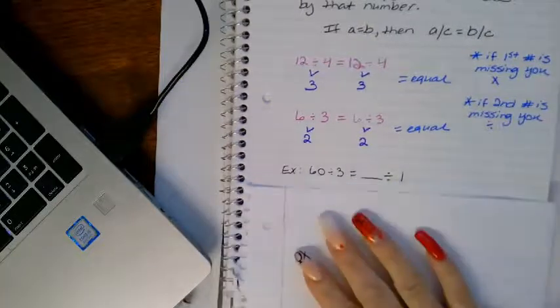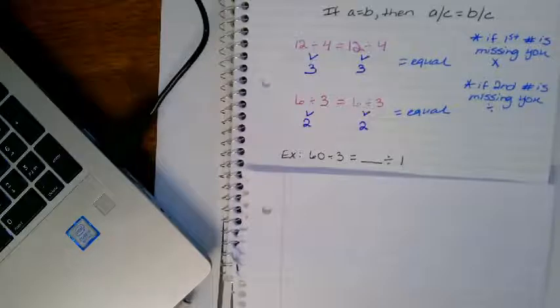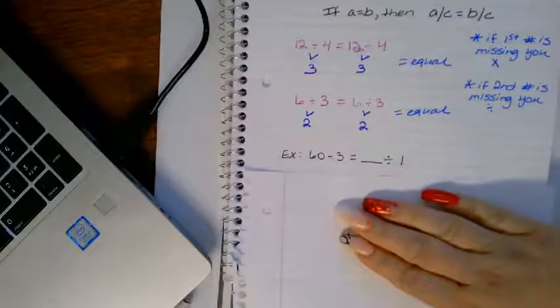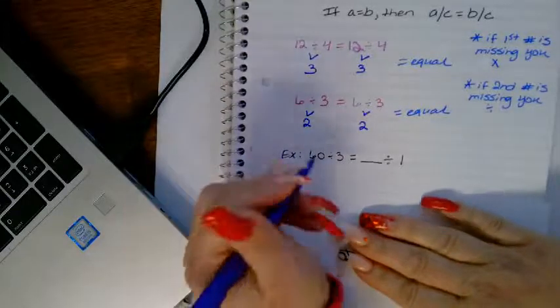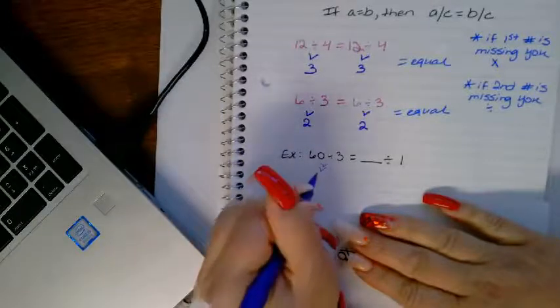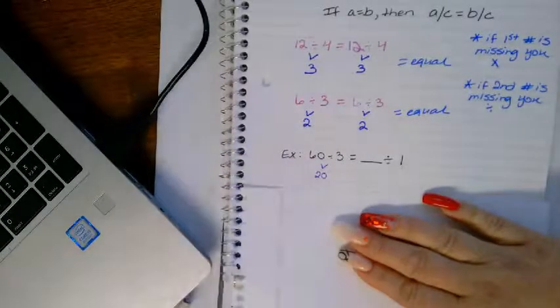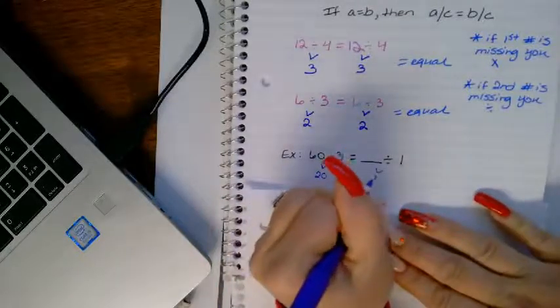First one. Okay, we need to figure out what 60 divided by 3 is. What is it, you guys? 20. Did everybody get that? Everybody agree with that? Anybody? Y'all alive out there? 20 divided by 1 is 20. Okay, I'm getting one person, Mr. Daniel, telling me that 60 divided by 3 is 20. Yes, it is. So now we have to make this side equal 20.